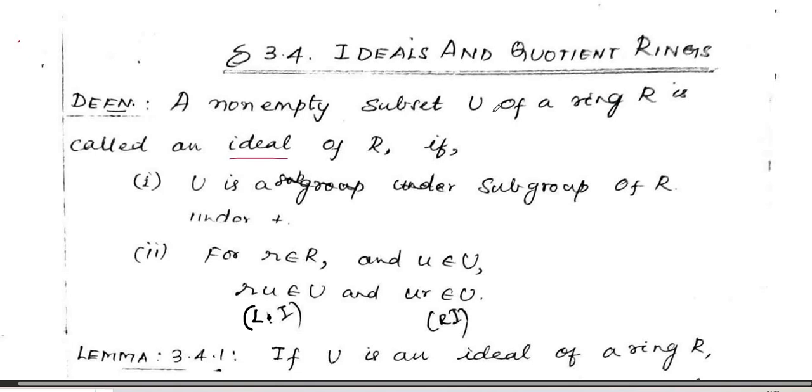A non-empty subset U of a ring R is called an ideal of R if U is a subgroup of R under addition, and for r in R, u in U, both ru and ur should be in U. Suppose we have this alone to be true along with this condition, then we call that a left ideal. And if only we have this condition, then we have a right ideal. If both are true, then you call that an ideal.